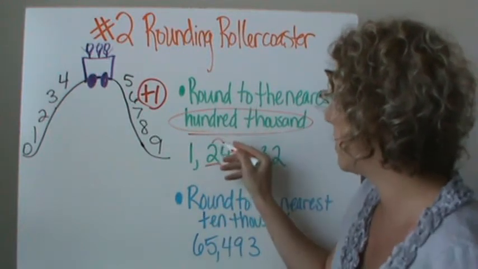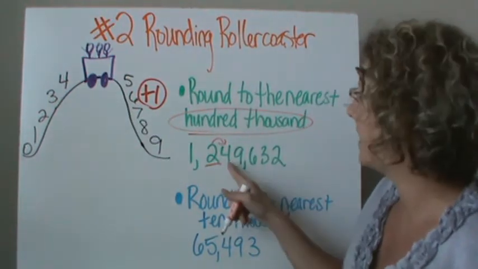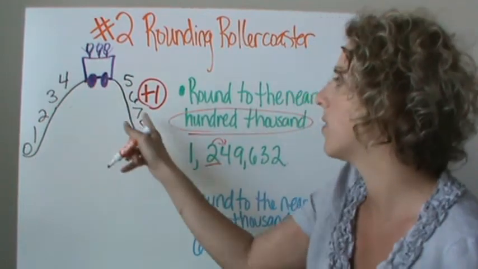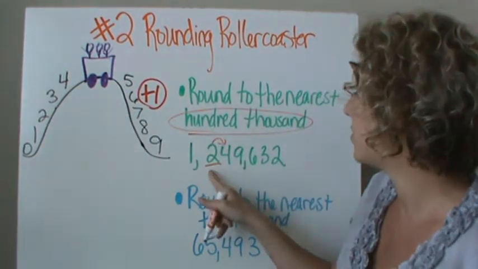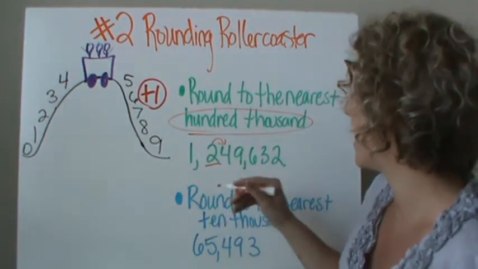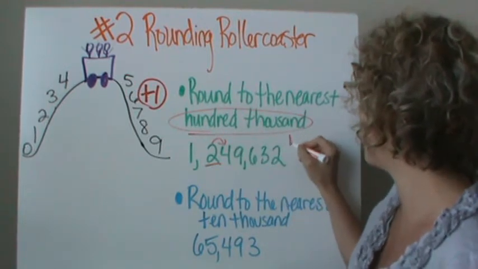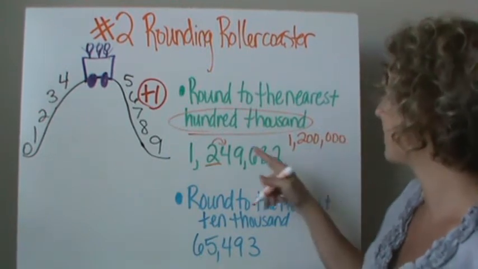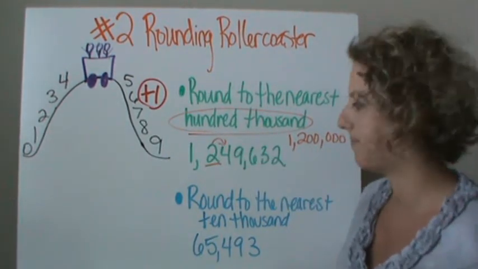So I'm going to look at the number beside that. It's a 4. So I know that can't make it quite over the hill. So the 2 will stay the same. So this number rounds to 1,200,000 since we're rounding to the nearest 100,000.